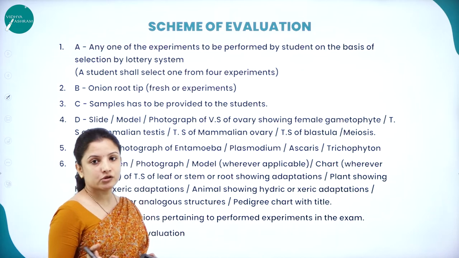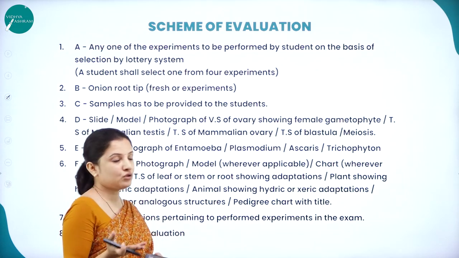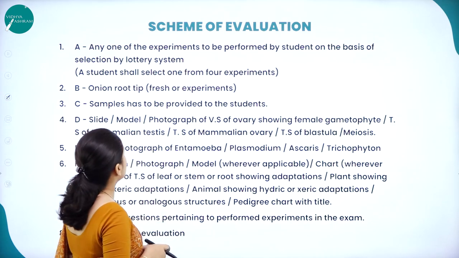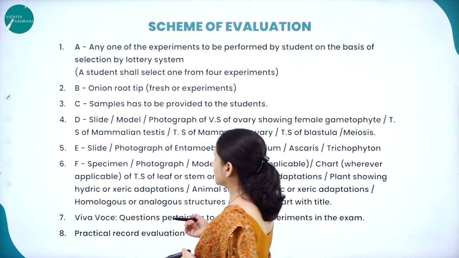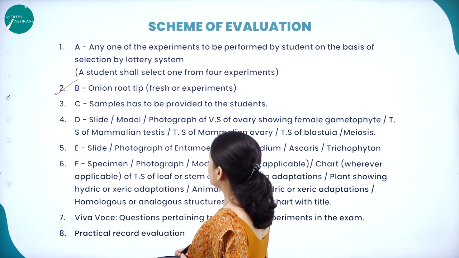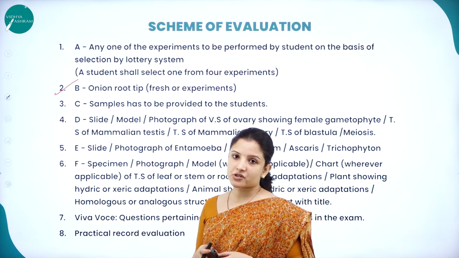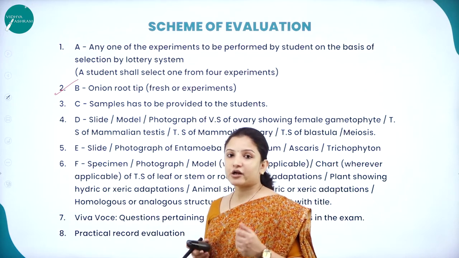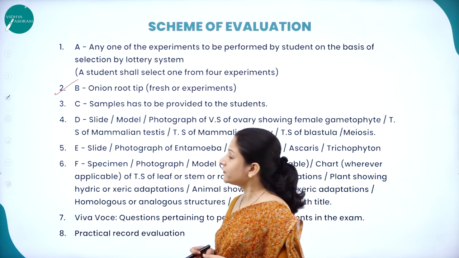This, I told you, is chit based. You have to pick up whatever experiment comes to you and perform it. You have to write the result, whatever you have got. Next, question number 2, that is experiment B. Here, an onion root tip will be given. You have to squash it and do the experiment, and you have to mention what stage you have got. You have to write in your answer script what stage you have got.